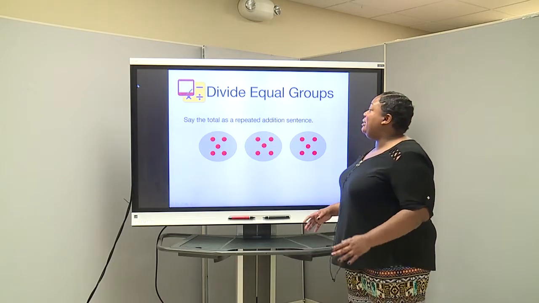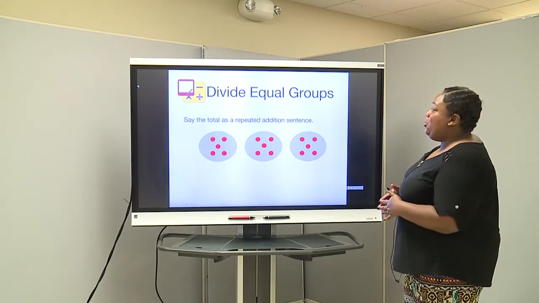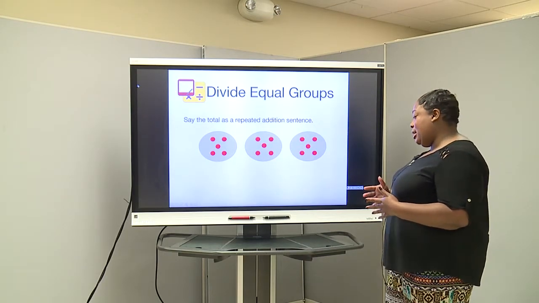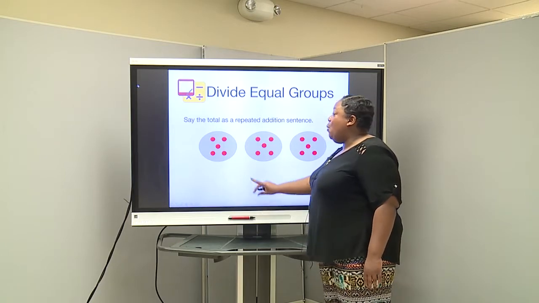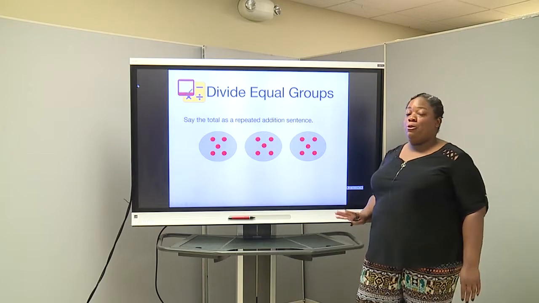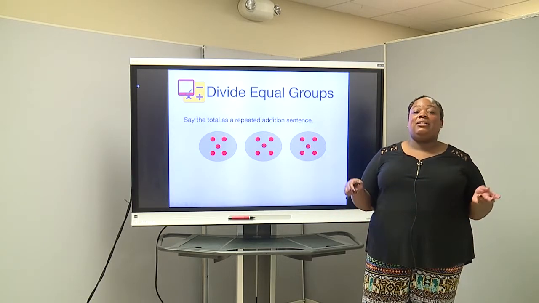All right, y'all, let's look. We have divide equal groups. So the first thing we want to do is find the total as a repeated addition sentence. Now let's look at what we have. We have how many equal groups? We have 3 equal groups. And what is the size of each group? The size of each group is 5.